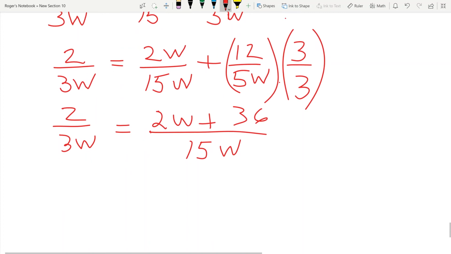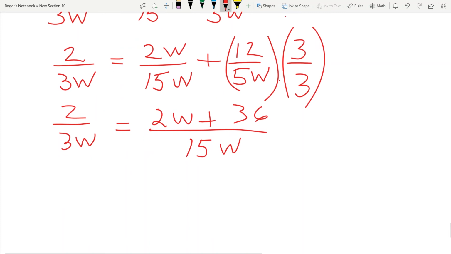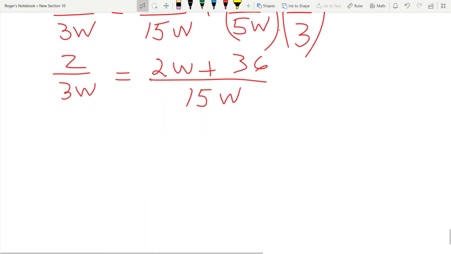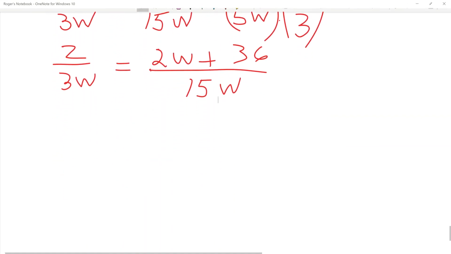Very cool. Now, let us cross multiply and see what we get. This is getting exciting, isn't it? Now we cross multiply, and this is a messier method, so I wouldn't necessarily recommend it, but I want to show you that it will still work. We can cross multiply. So on the one side, we will have 3w times 2w plus 36.